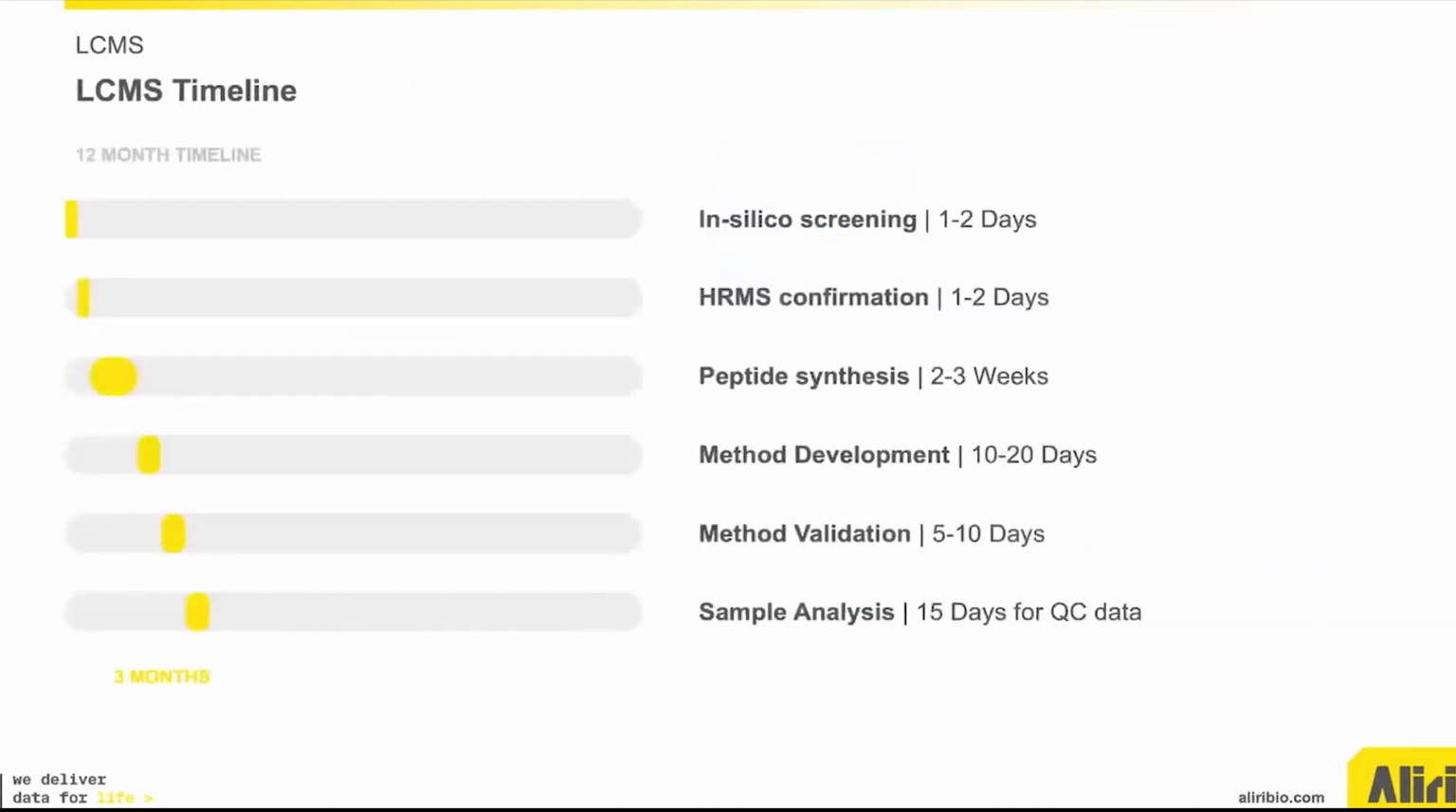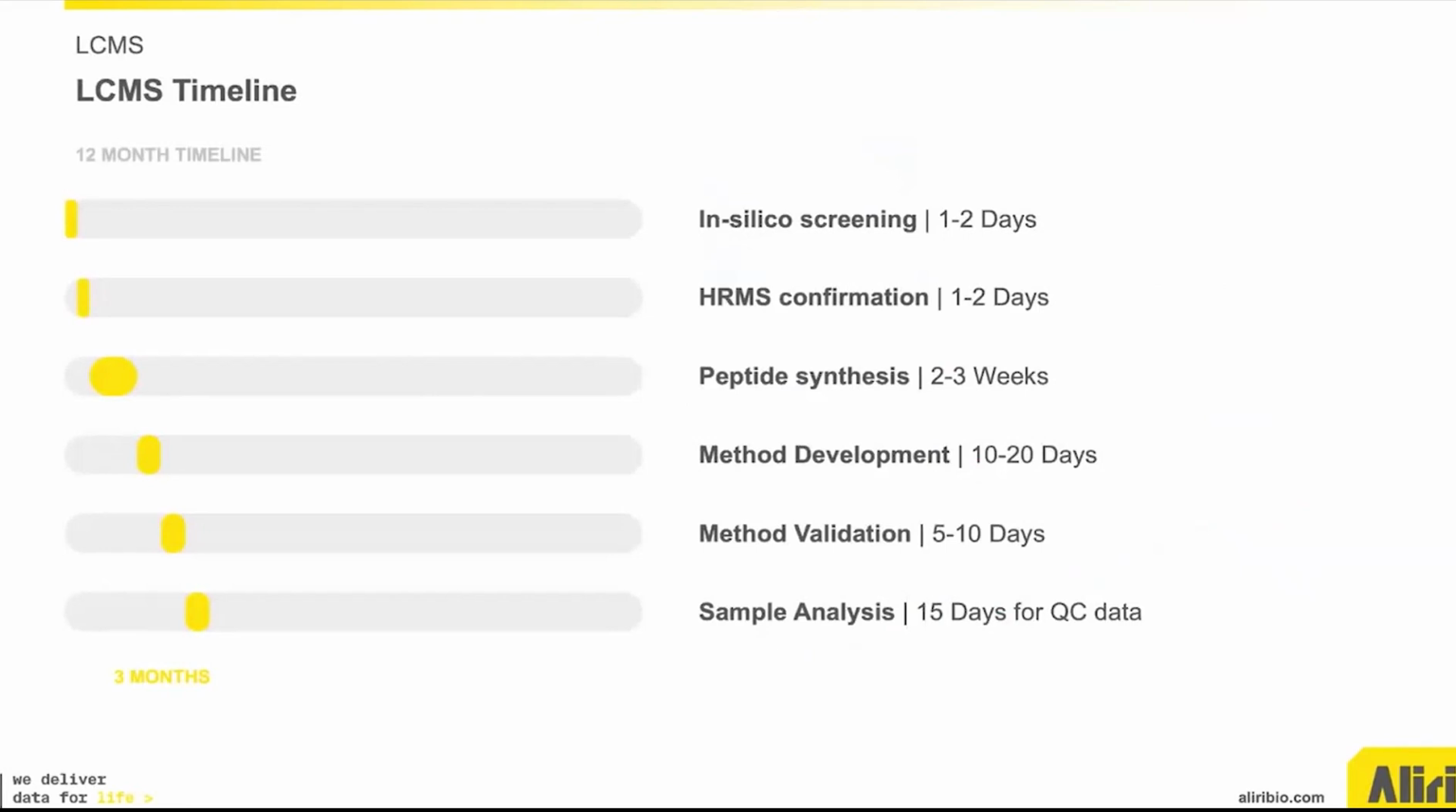So how long does it take to develop an LC-MS assay? Well, the in silico screening and high-res mass spec confirmation will take between 1 and 2 days. From there, when we identify our signature peptide that we want to use, we then go and synthesize an internal standard that we can then use to correct for any sample-to-sample variability. The synthesis of that peptide then takes about 2 to 3 weeks.